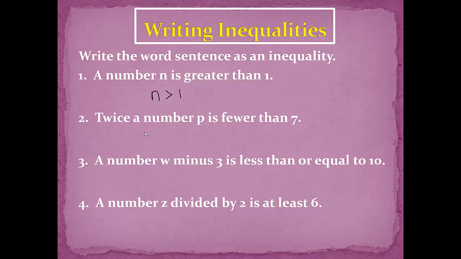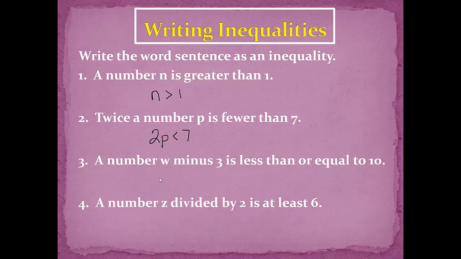Number 2, we have twice a number p is fewer than 7. So twice a number p would be 2p. Is fewer than would be less than, and then we have 7. So 2p is less than 7.